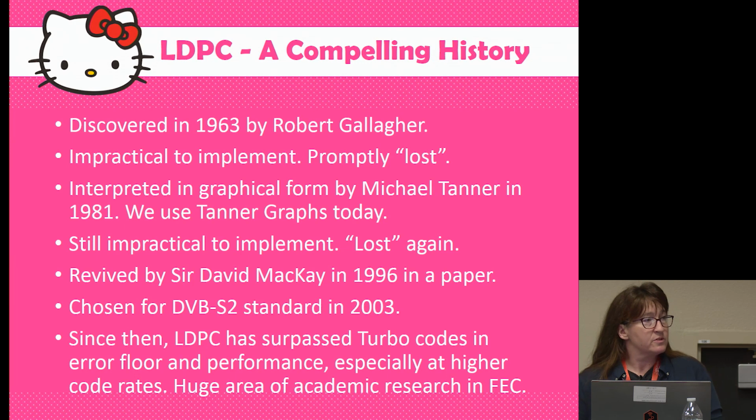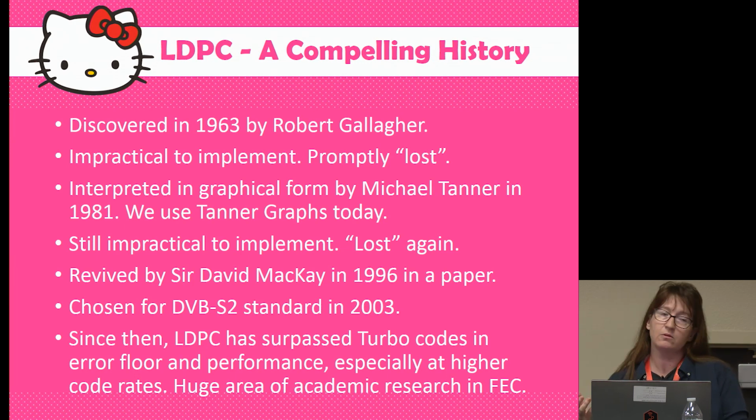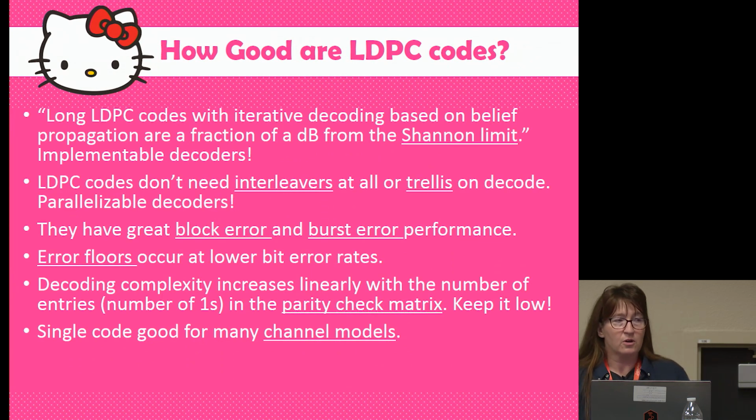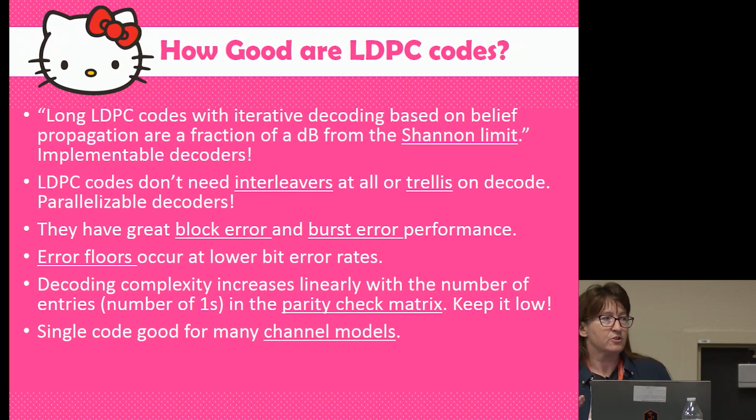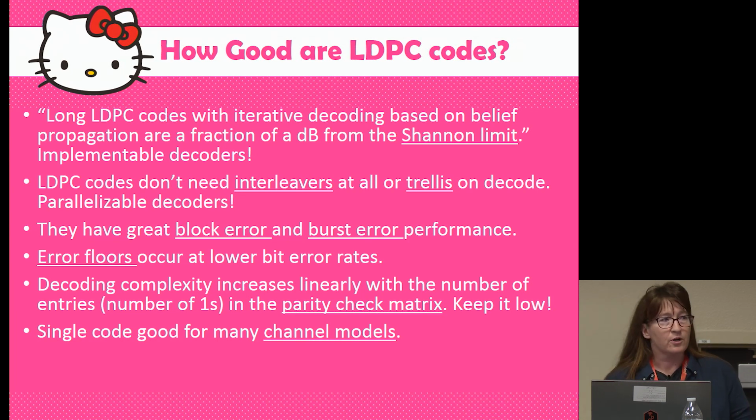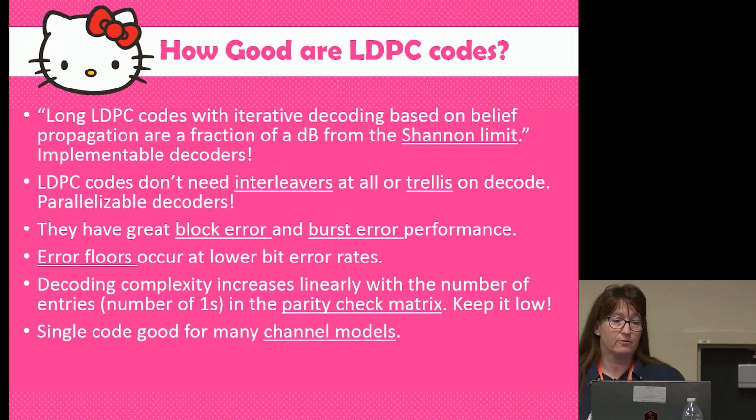It surpassed turbo codes in error floor and performance, and it works better at the higher code rates. If you have a low code rate or a short code, then you need to still stick with turbo. How good are they? They're a fraction of a dB from the Shannon limit if you use long codes. And these aren't codes that are useless or just in a paper. They're actually implemented and used. The ones that are still really too long to have an implementation or an application are really only a few hundredths of a dB away from the Shannon limit. When I say Shannon limit, that's pretty good stuff right there.